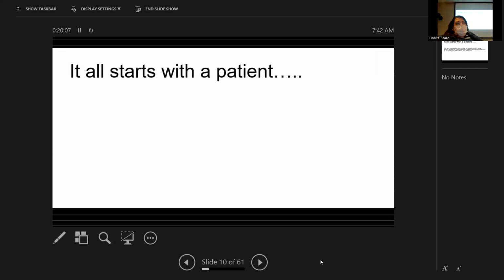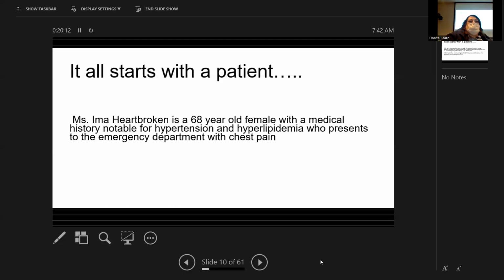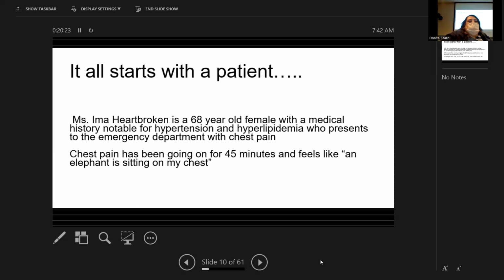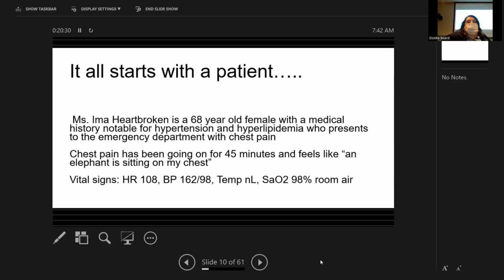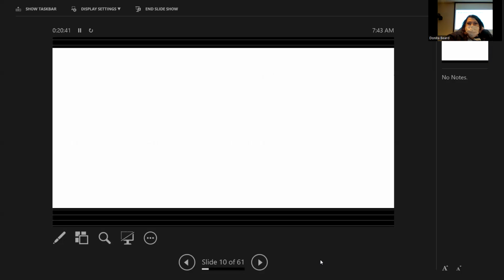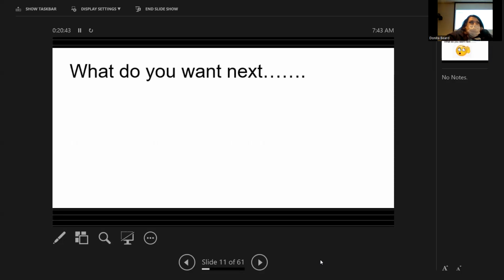So I always like to make things patient-centered. It helps me remember. So we're going to start with a patient. Her name is I'm a Heartbroken. She's a 68-year-old female. She has a history of hypertension, hyperlipidemia, and she came to the emergency department with chest pain. Her chest pain's been going on for about 45 minutes, and she describes it as an elephant sitting on her chest, which is very rare for females to actually have classic chest pain. Heart rate's 108, blood pressure 162/98, temperature's normal, oxygen saturations are 98% on room air. So what do you want to know next?